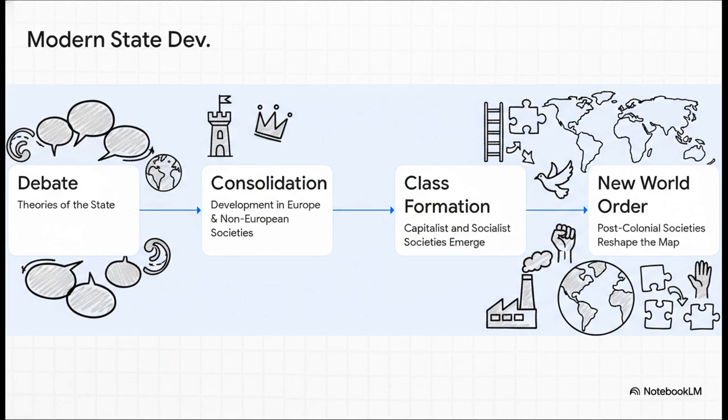And states didn't just appear out of nowhere. The syllabus shows us this whole historical progression. It starts with big philosophical debates about what a state even should be, then moves through how power got consolidated in Europe and elsewhere. It looks at how social classes and economic systems like capitalism shaped them. And then, of course, there's the massive wave of decolonization in the 20th century that completely remade the modern world.